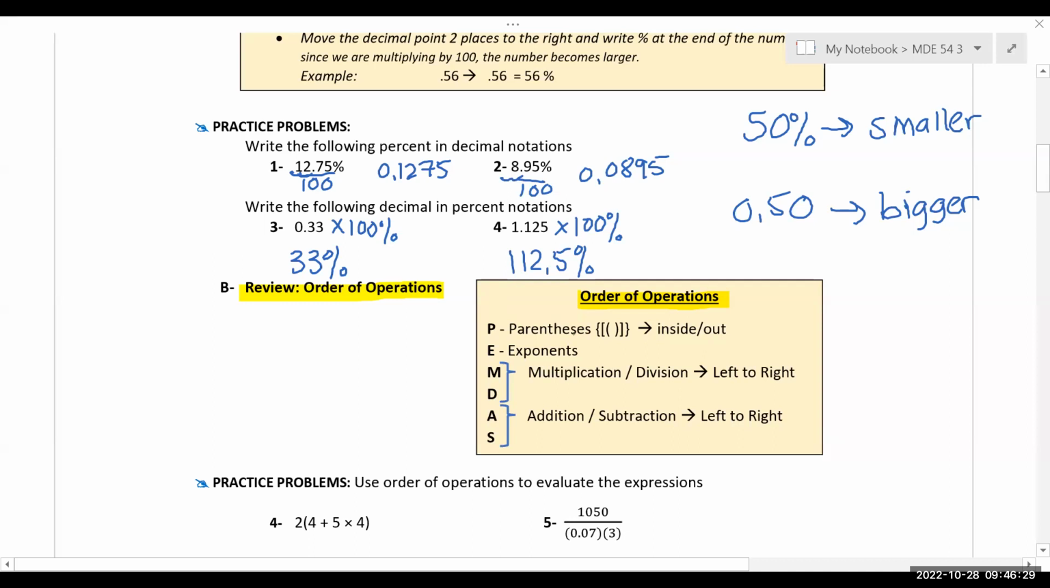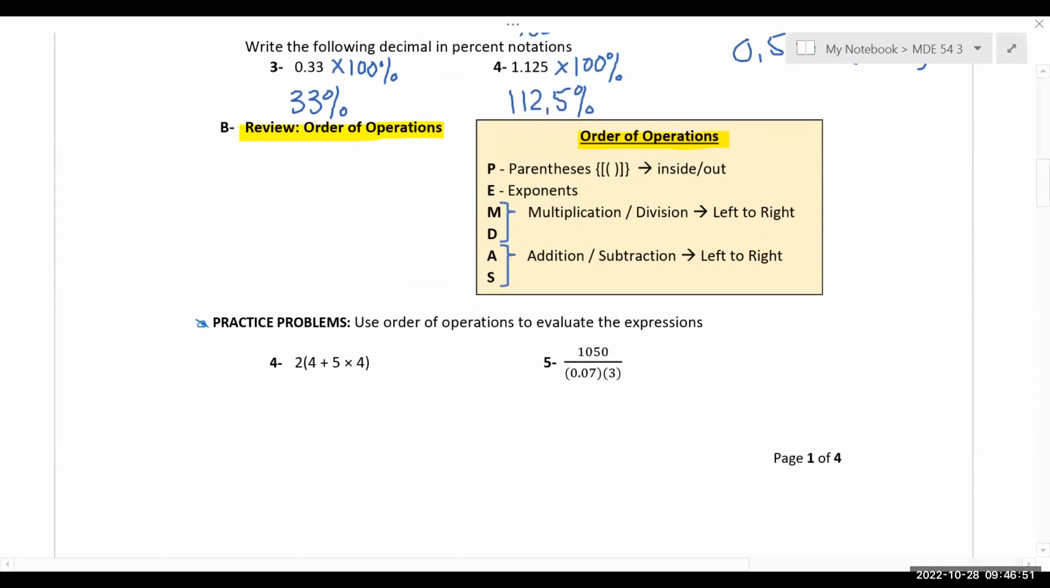So the order is parentheses first. Anything inside the parentheses goes first. Then you do your exponents. Then multiplication and division go from left to right. Addition and subtraction go from left to right. Again, be very careful to start using your calculator, making sure you can really get these answers. Okay, really start grabbing that calculator out.